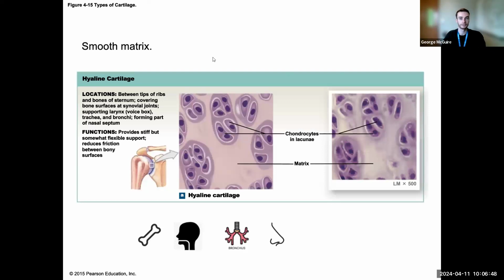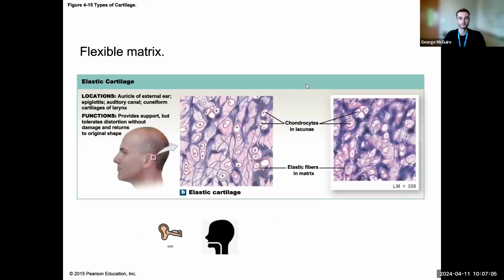So we have a few different types of cartilage as an overall tissue. We have hyaline cartilage, it's very common in our joints. So this has a relatively smooth semi-fluid matrix to it. So it provides stiff but somewhat flexible support for our joints.